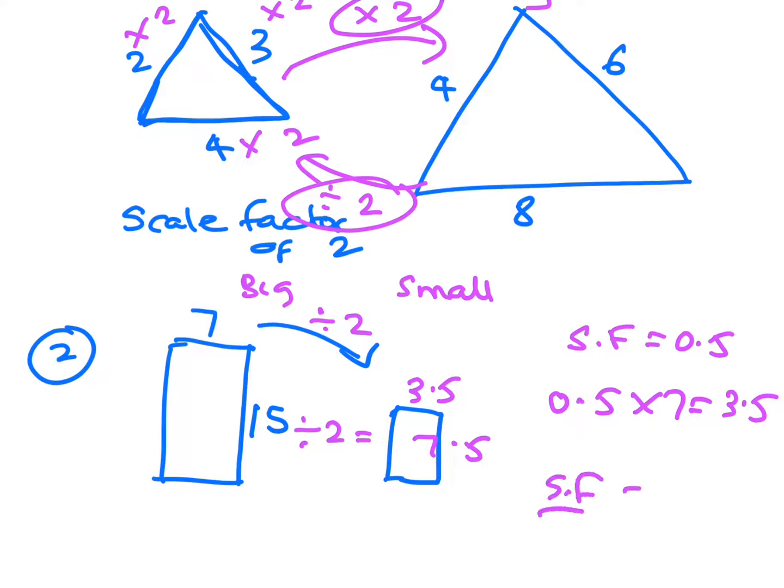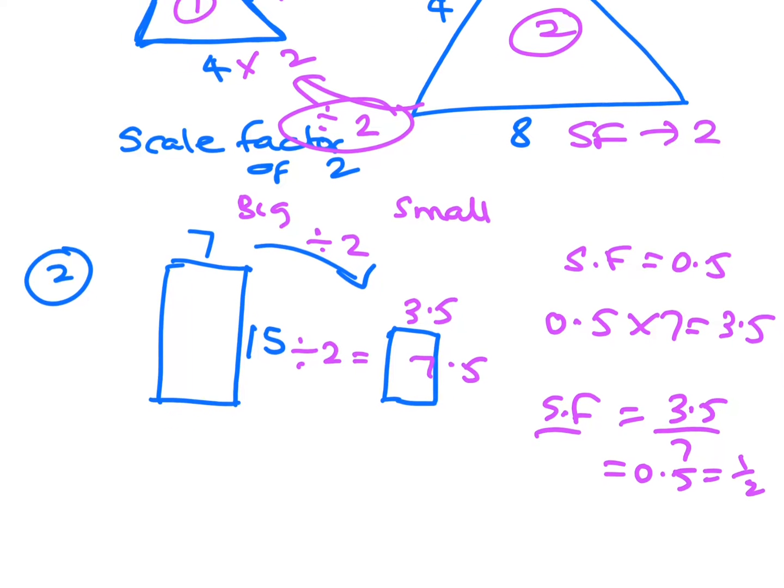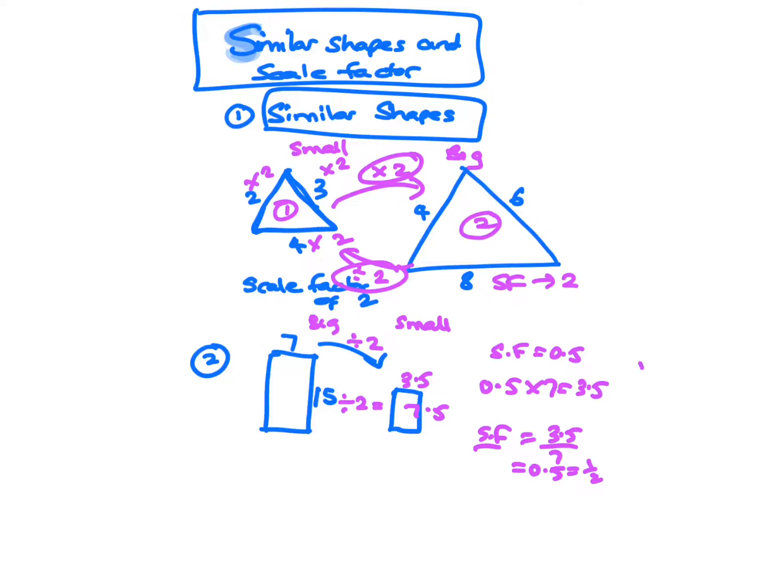Its scale factor is actually equal to the small shape over the big shape. So if you did that, you'll find you'll actually get 0.5 or a half. That's the scale factor. The scale factor in the first one, because it's like, what are we doing to the first shape to get the other one? The scale factor is equal to 2. Whereas this one, the scale factor is a half. So when you are shrinking it, you're dividing by the 2. And if you want to go backwards, you would times by the 2.